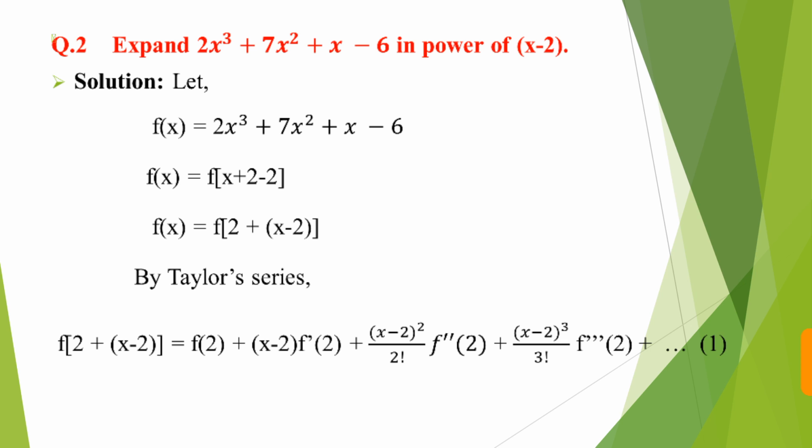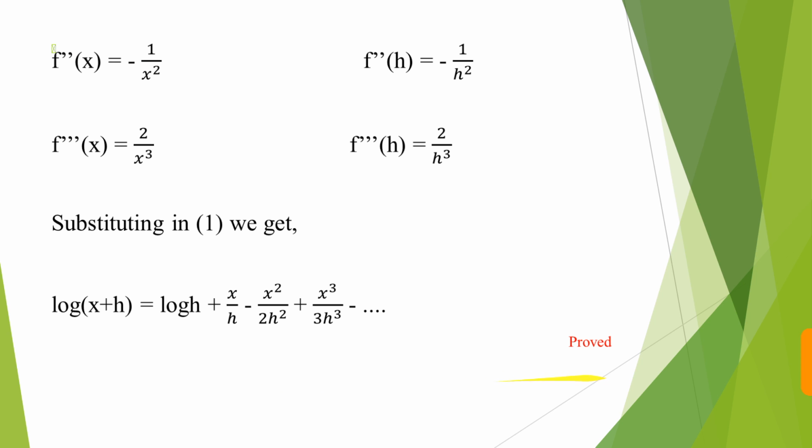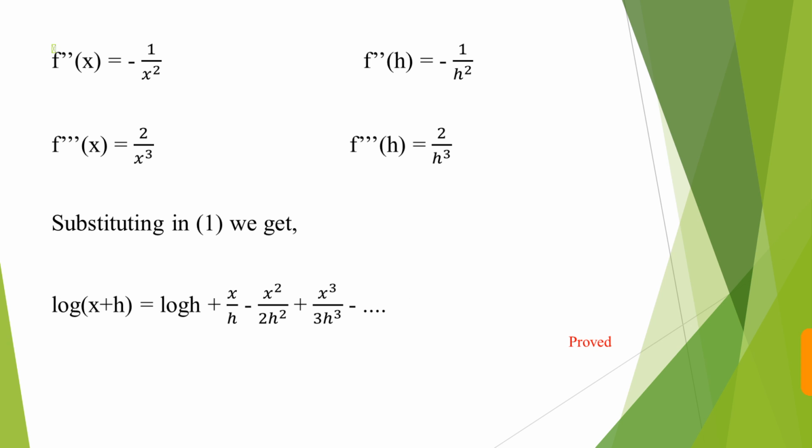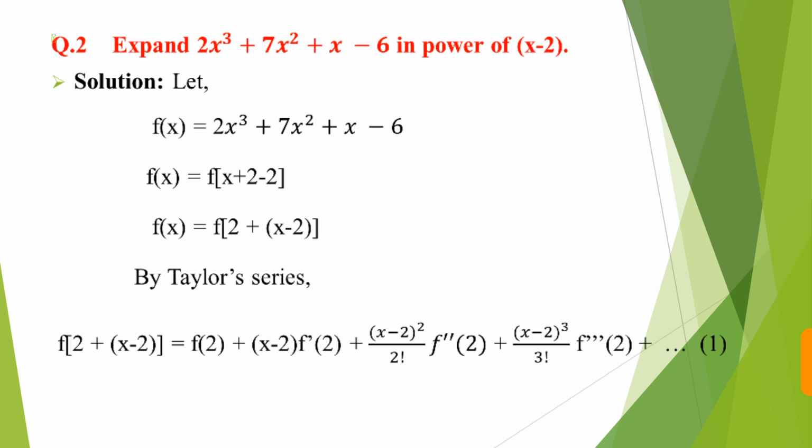we can write this function f of 2 plus x minus 2 is equal to f of 2 plus x minus 2 into f dash of 2 plus (x minus 2) bracket square by 2 factorial into f double dash of 2 plus (x minus 2) bracket cube by 3 factorial f triple dash of 2 plus up to so on. I call this equation number first.